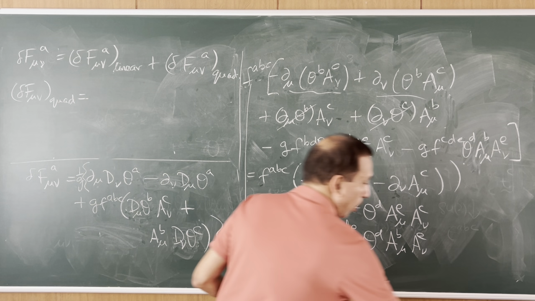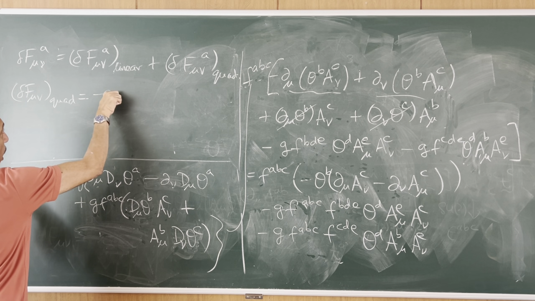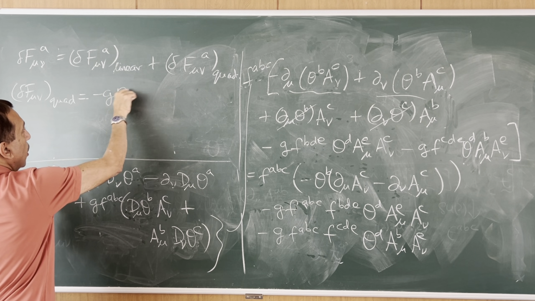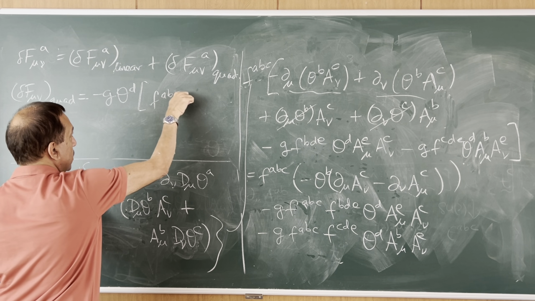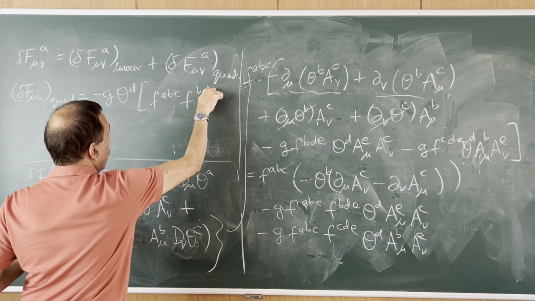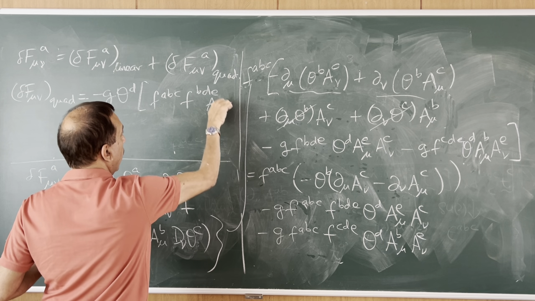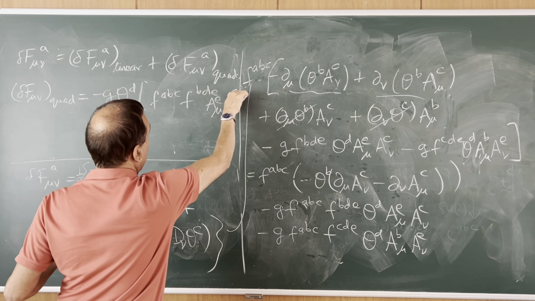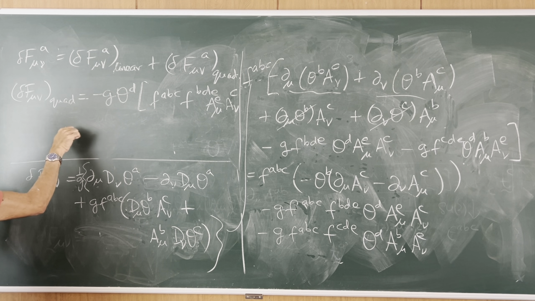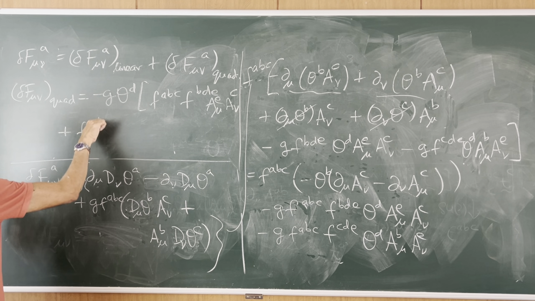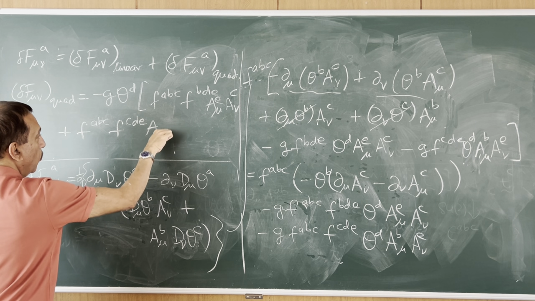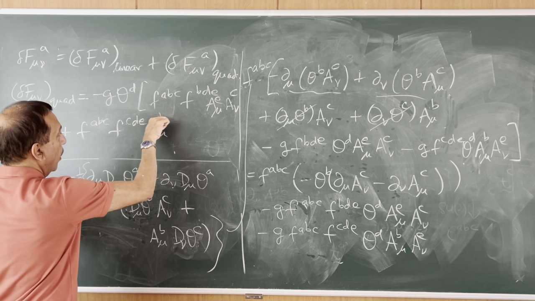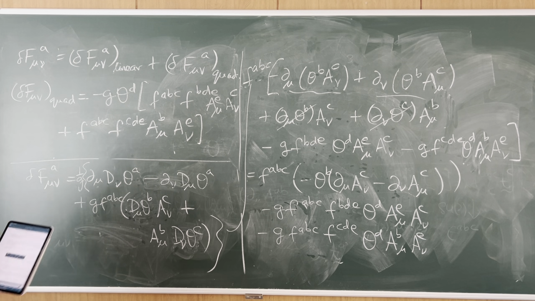And the quadratic terms are all proportional to minus g, and they're also proportional to theta upper d. So I factor those out and I write FABC, FBDE, A mu E, A mu C, and the other term is plus FABC, FCDE, A mu B, A mu B. Is this good? And this is what I need to work on.